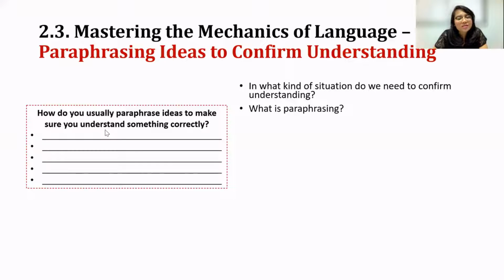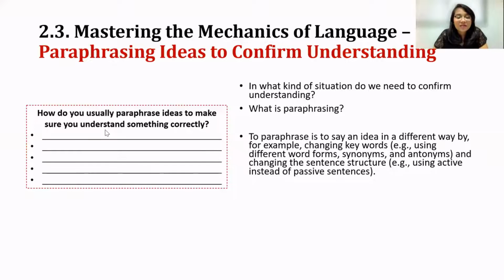Next question is, what is actually paraphrasing? Have you ever heard of what paraphrasing is? And what is the use of it? To paraphrase is to say an idea in a different way by, for example, changing keywords or using different word forms or using synonyms or antonyms and changing the sentence structure. For example, you change from active to passive.